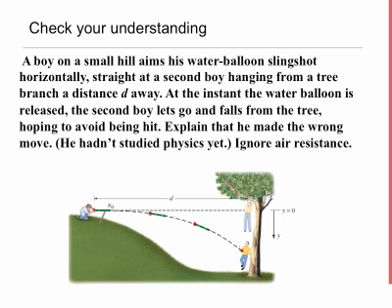Okay, next question here. A boy on a small hill aims his water balloon slingshot horizontally straight at a second boy hanging from a tree branch at a distance d away. At the instant the water balloon is released, the second boy lets go and falls from the tree, hoping to avoid being hit. Explain that he made the wrong move.